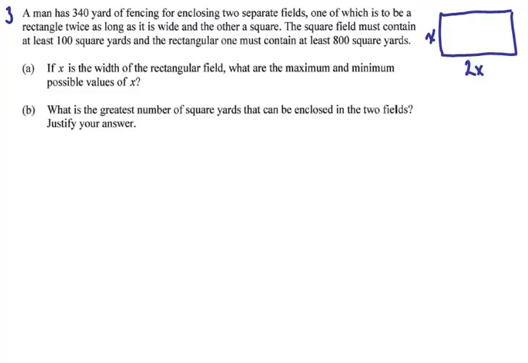And we know we have a square also that is not necessarily related to x, so we're going to call that y. A couple of things that we do know is that the square field must be at least 100 square yards. So we say y squared is greater than or equal to 100, and the rectangular field must contain at least 800 square yards. And so we can say 2x squared is greater than or equal to 800. So those are the basic scenario there.